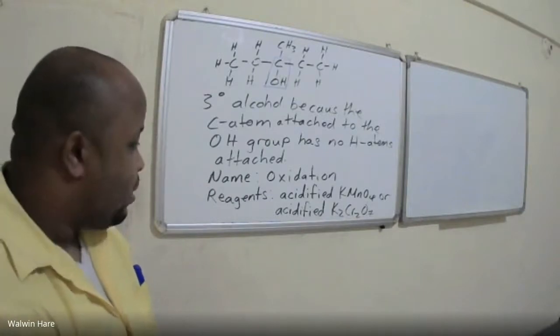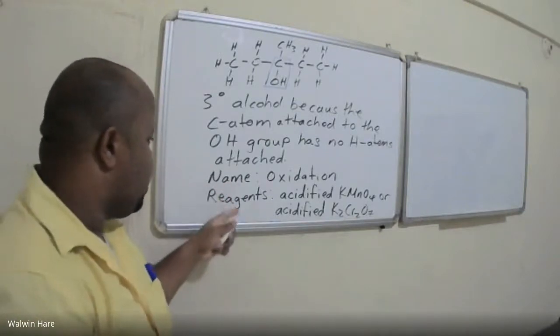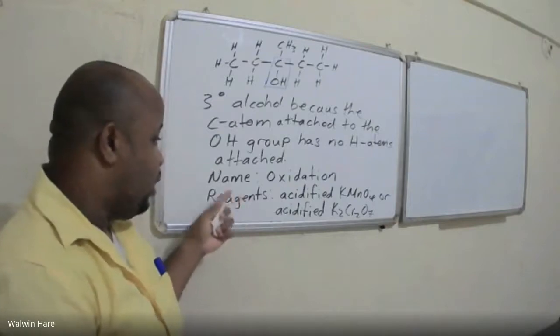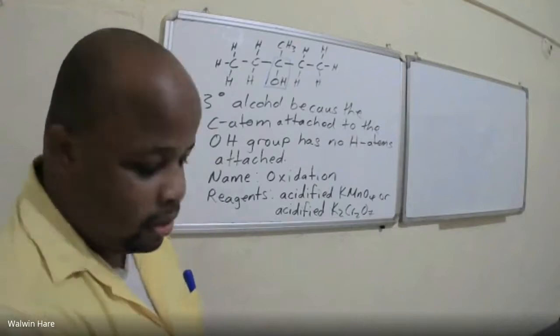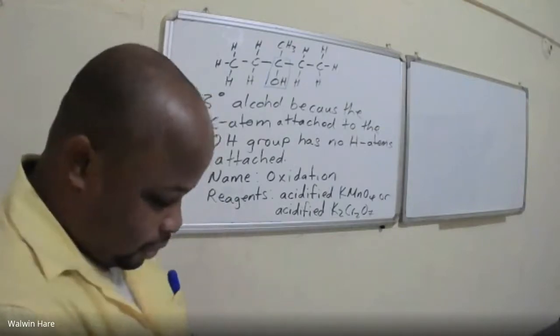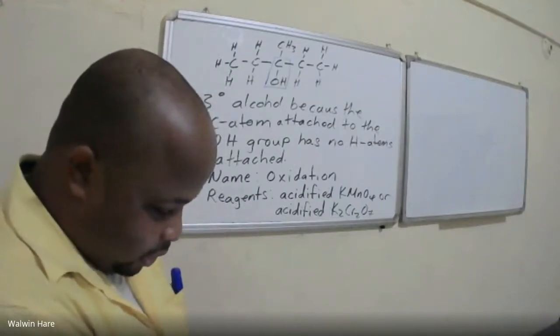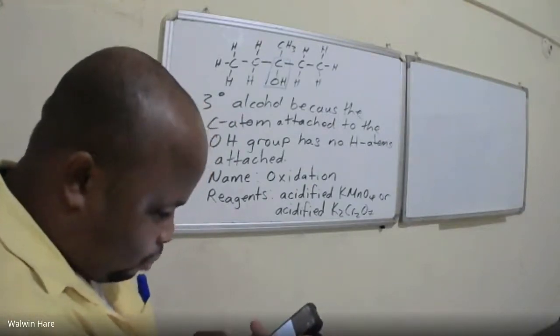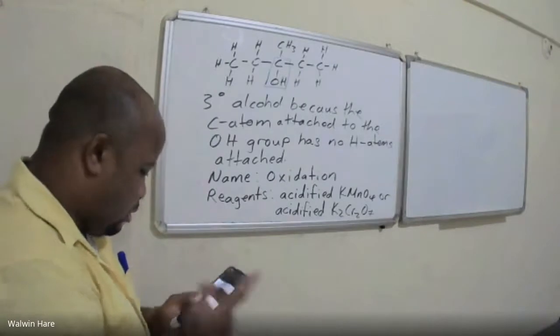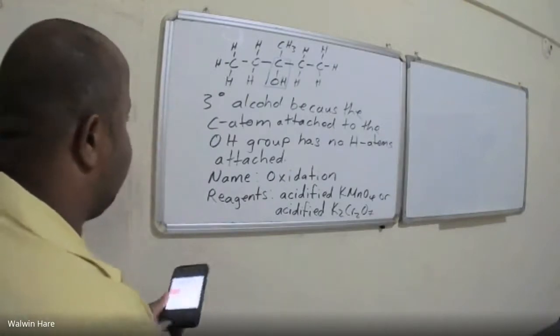So on the next paper, they don't have to ask for the reagent. They can give you the reagent or the test and ask you for observation and explanation. Alright? So the next part, number 4 of the 2018 paper.